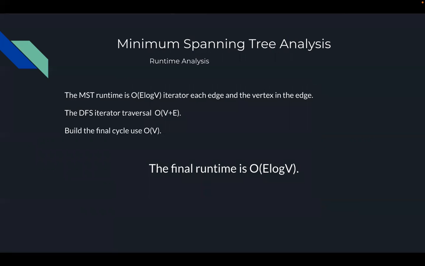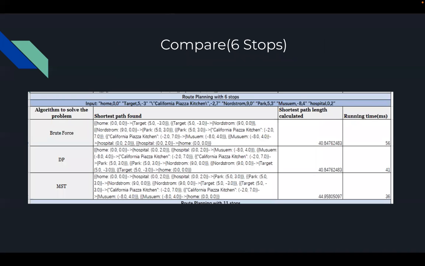And for the comparison, for the minimum spanning tree analysis, the runtime is big O of E log V, where E is the number of edges and V is the number of location vertices. And as we can see here, with 6 stops, which means 7 vertices, the brute force and the dynamic program have the same result, which is correct, and the dynamic program algorithm is faster than the brute force, and the minimum spanning tree is the fastest, but with approximate results.